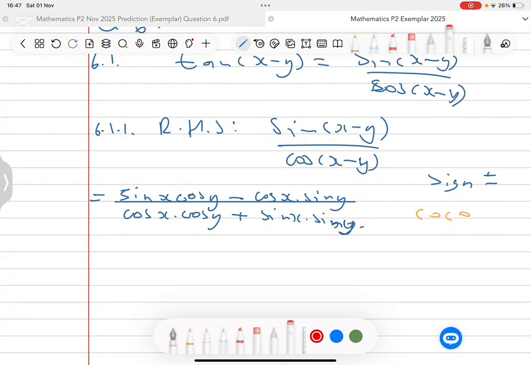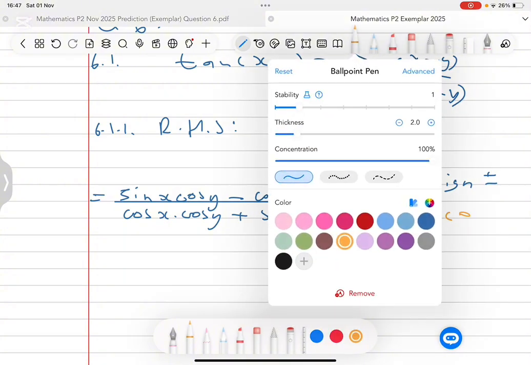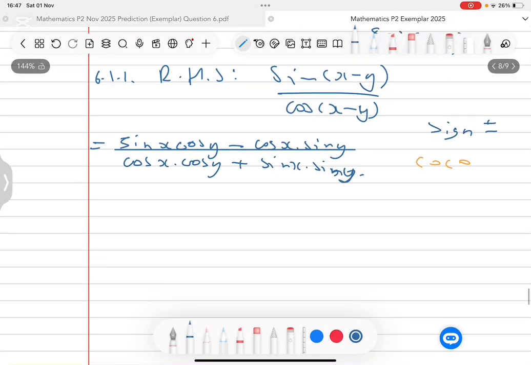Now we are going to move forward. The next step that we're going to do here, I need you to really pay attention because it's a tricky step.